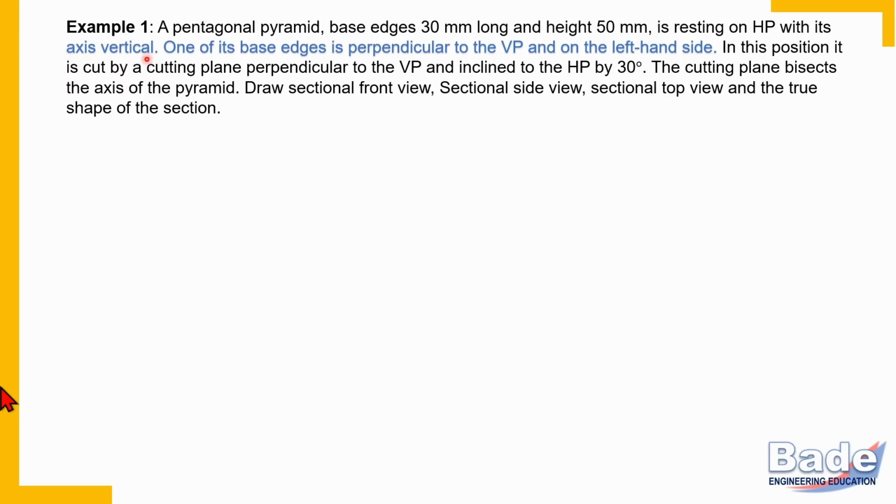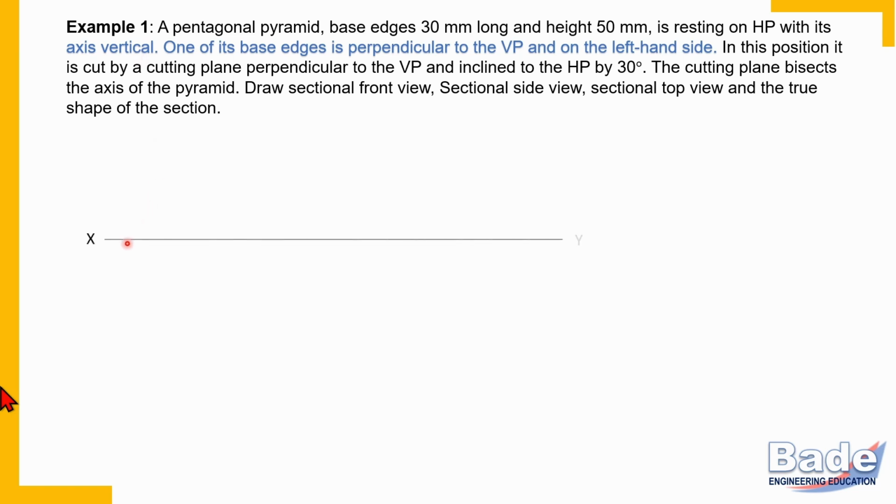If axis of a solid is perpendicular to HP, in other words vertical, then true shape of base appears in top view. If axis is perpendicular to VP, in that case, true shape of base appears in front view. Now, in this case, axis is vertical, therefore true shape of base is in top view. We should start a drawing from true shape of base. In this case, it is pentagon and it is in HP. So let's start.